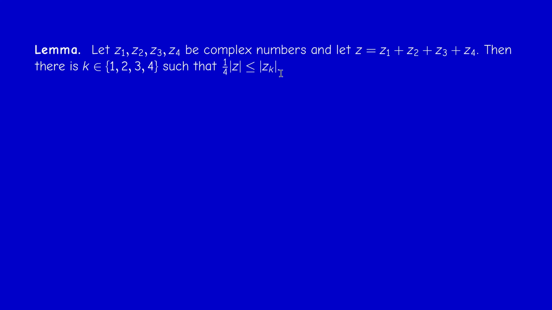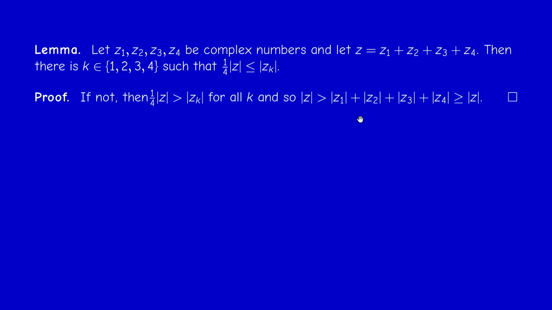Same thing. This is very easy because we reason by contradiction. If this is not true, then 1/4 of the modulus of the sum is bigger than all |zk|. If we sum them, so 1/4 |z| four times, I get |z| bigger than the sum of the moduli. But the sum of the moduli, by the triangle inequality, is bigger than or equal to the modulus of the sum. So we get a contradiction.